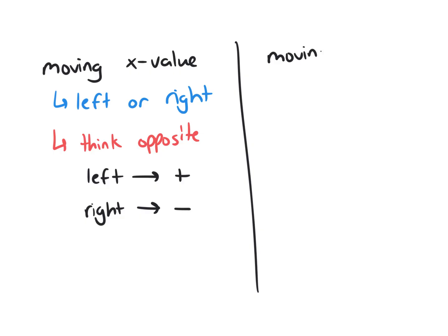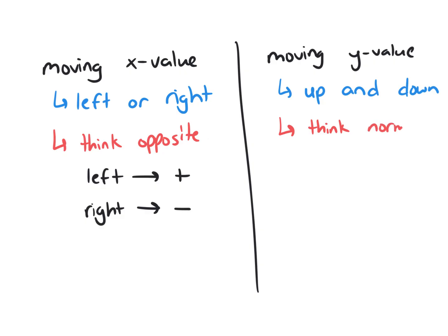Let's talk about if we're moving the y value. What direction are y values? Right or left? That's x values. Up and down. Yep, there we go. Y values are up and down. With the y values, can we think normal or think opposite? It's the same thing, right? We can think normal. So, for example, if we are moving up, what mathematical operation are we using? If we're going up, we want to add. If we are moving down, we want to subtract. Okay, so kind of use this as a little cheat sheet for you, yeah?